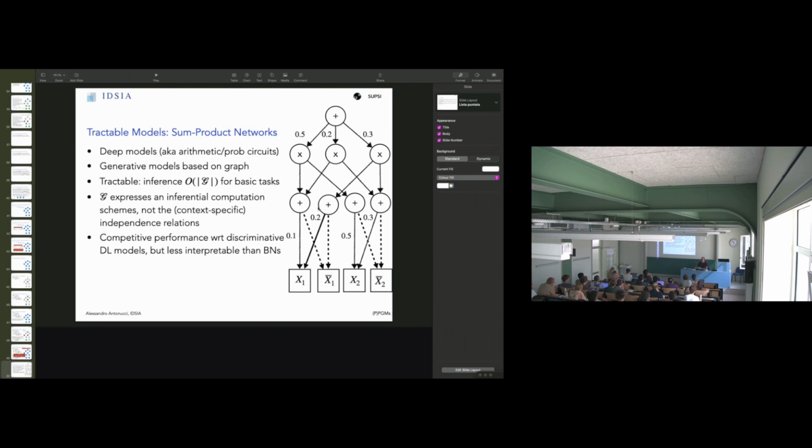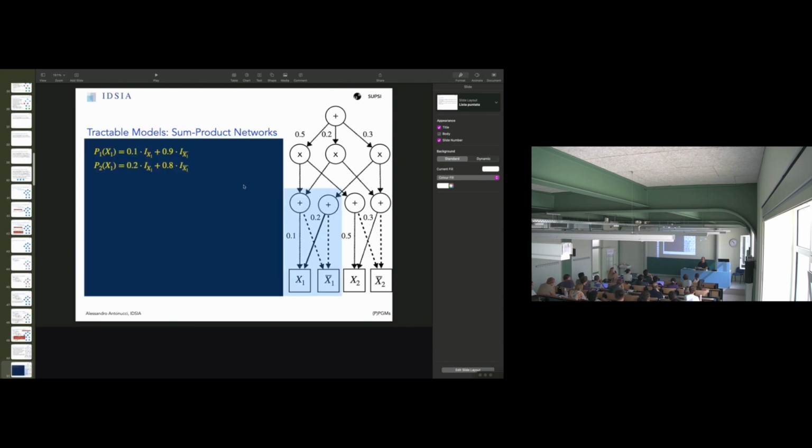Some of the proposals were something like that. Let me first explain how it works. So this is a graph. In this case, the graph does not have semantics related to independence. The graph is just showing you a computational model, just showing you how you do the computation. Let's start from this part, this slice of the model.